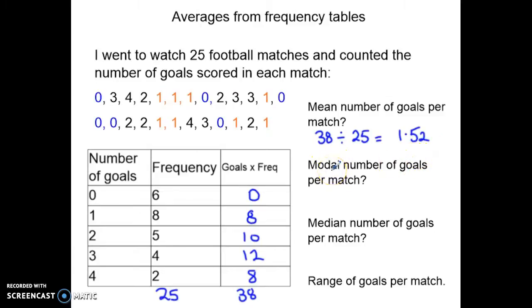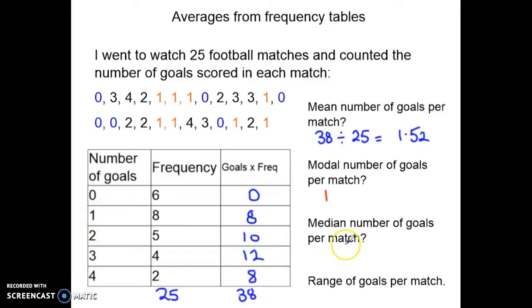Now we look at mode. Again, if we were looking at the list, we could see that 1 goal is there 8 times. So that is our modal number. To do that from a frequency table, find the highest frequency and then choose the number of goals that corresponds to that. So that's going to be 1. Please don't make the mistake of writing 8. You find the highest frequency, but you take your answer from the number of goals column.